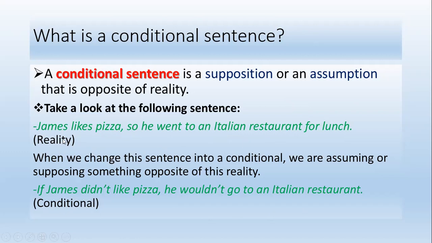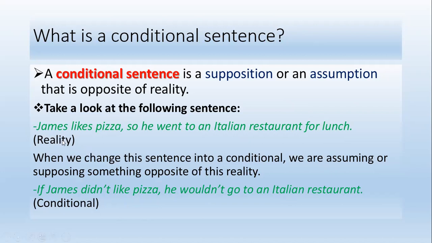Now we're going to change this sentence from reality to an assumption. We're going to assume something else different to what happened in reality, which means we're going to change this sentence into a conditional sentence. So realize what we're doing here. When we change this sentence into a conditional, we're assuming or supposing, as I said, something opposite of this reality. For example, if James didn't like pizza, he wouldn't go to an Italian restaurant.